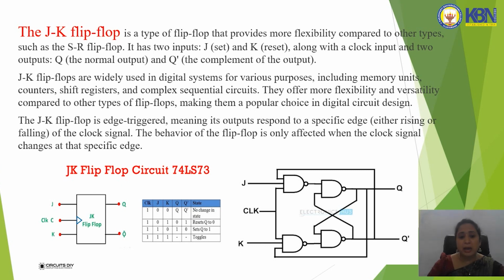The JK flip-flop has a clock signal. It means it will be edge triggered. Edge triggered means either rising edge or falling edge. Rising edge means the clock signal will be high, that is the positive cycle. Falling edge means it will be the negative cycle. This is about the JK flip-flop. Here also we use NAND gates to build the JK flip-flop circuit.